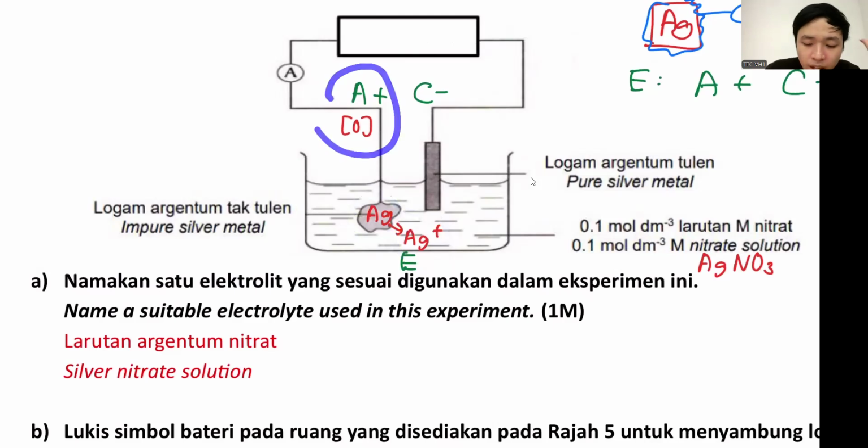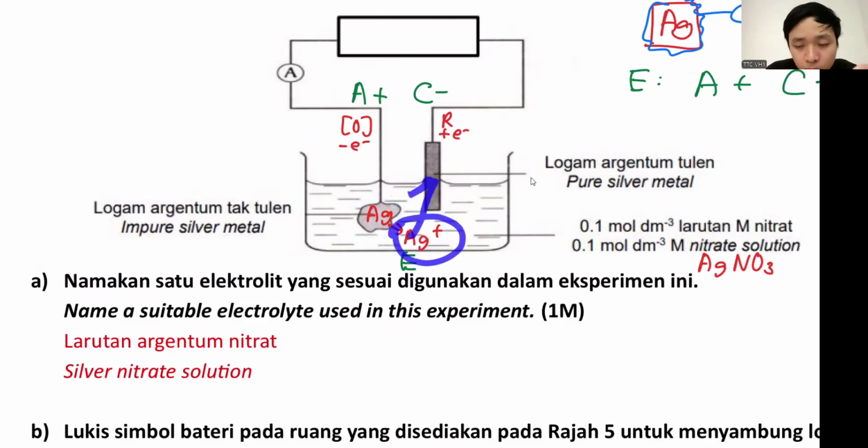At the cathode, what happened? The cathode undergoes reduction by receiving electrons. Silver ion receives electron and goes back to silver. So the half equation is so simple. For the anode, Ag becomes Ag+. For the cathode, Ag+ receives an electron and becomes Ag.